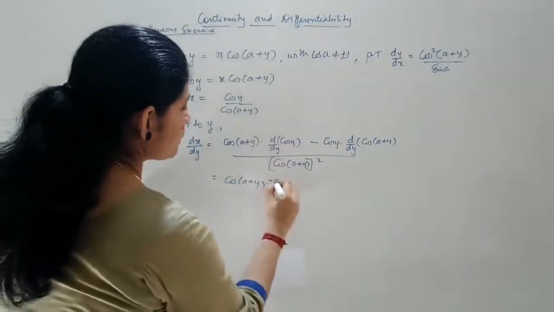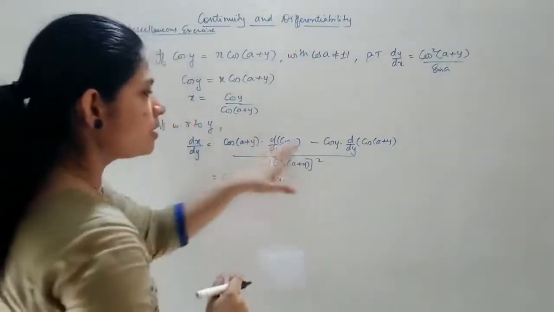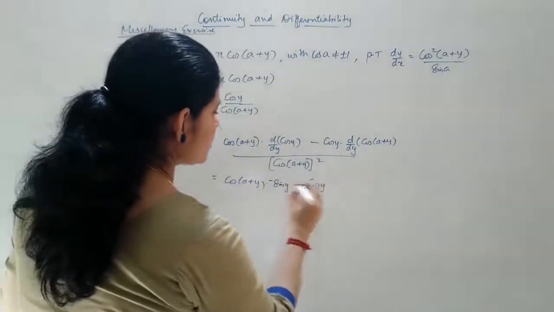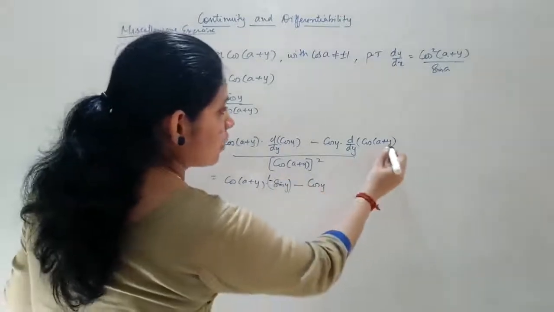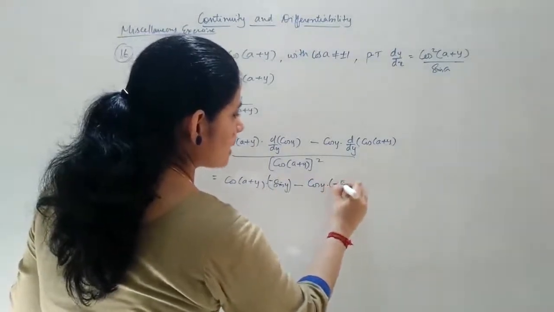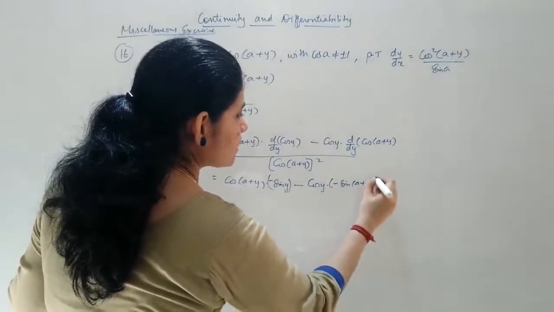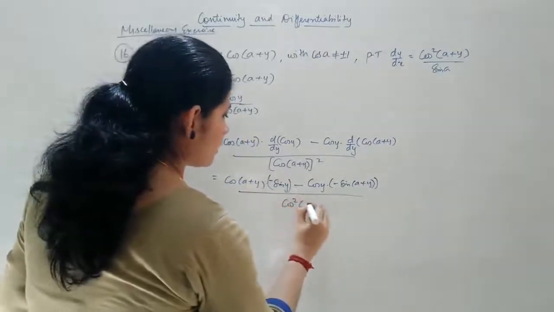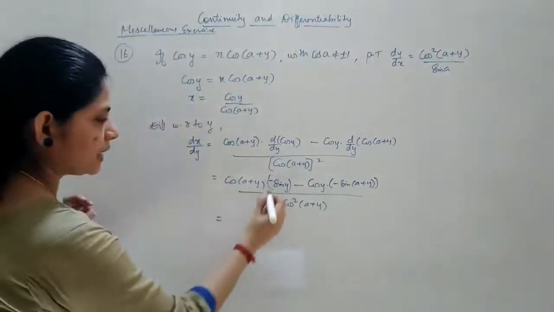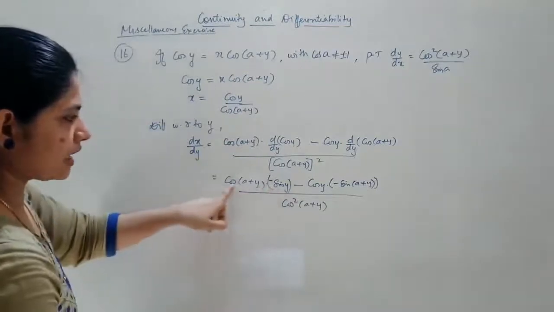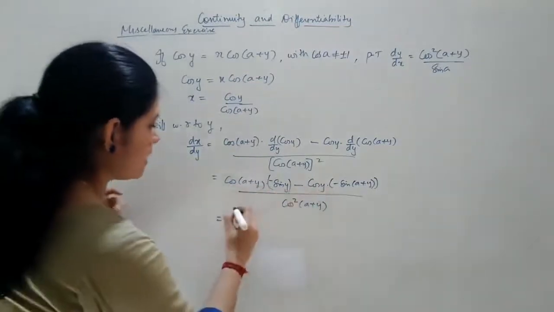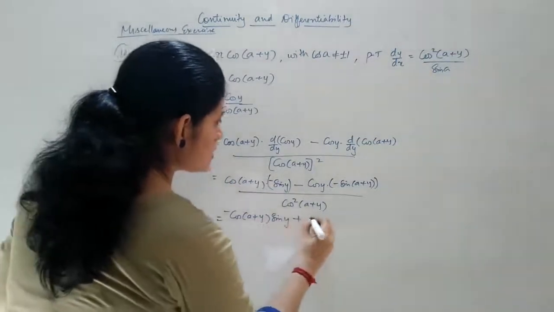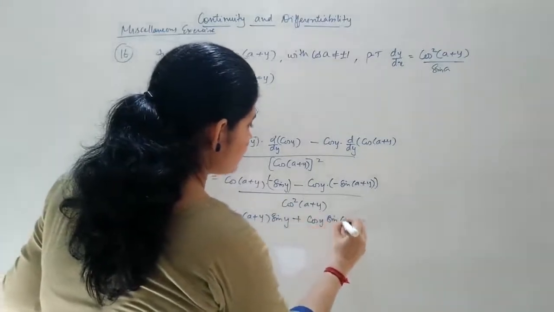Which is equal to cos of a plus y into the derivative of cos y, which gives minus sin y, into dy by dy, that's why we are not writing anything. And then cos y into the derivative of cos of a plus y, which again gives minus sin of a plus y, but again it is with respect to y, that's why you will not get anything as y dash. Divided by cos square of a plus y. Now here it is minus sin y cos of a plus y, minus minus becomes plus. So it is cos of a plus y into negative sin y, plus cos y sin of a plus y.